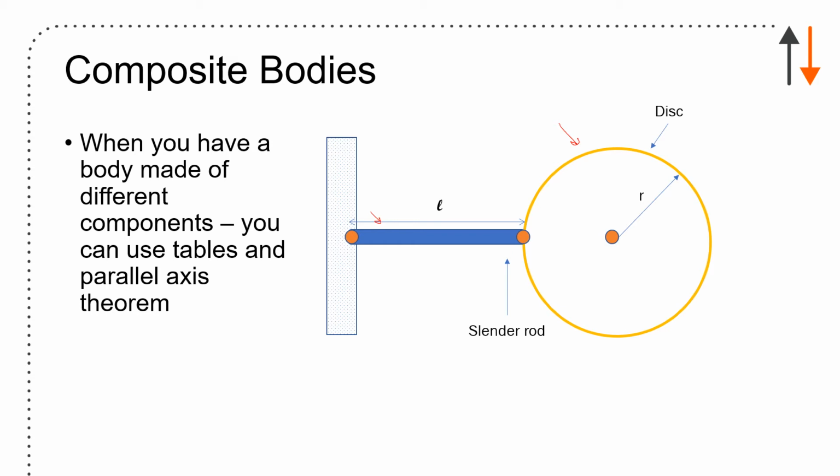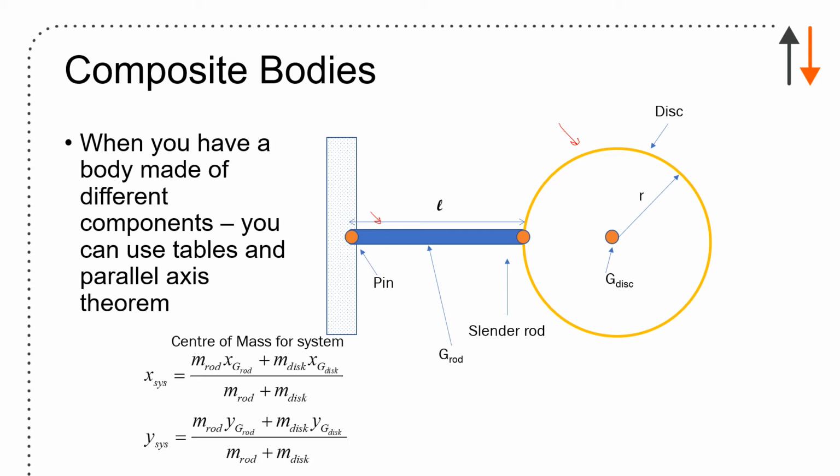So you have a slender rod of length L and a disk of radius R. The center of mass of the rod is at the center of the rod, and for the disk it is at the center of the disk. There's a pin point over here, and you want x of the system: m rod x G rod plus m disk x G disk. Know how to do this. Again, this is something I'm finding on Piazza that a lot of people are struggling with. It's a mass-based average of the location of the center of mass with respect to the amount of mass of the object. So m rod x G rod plus m disk x G disk, over m rod plus m disk.